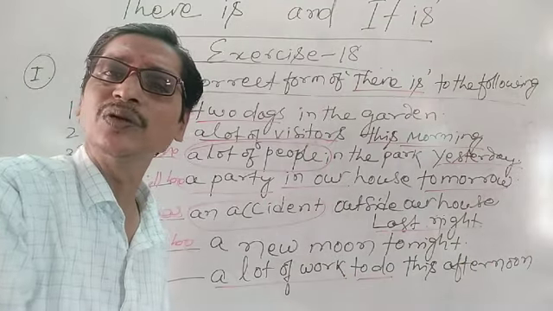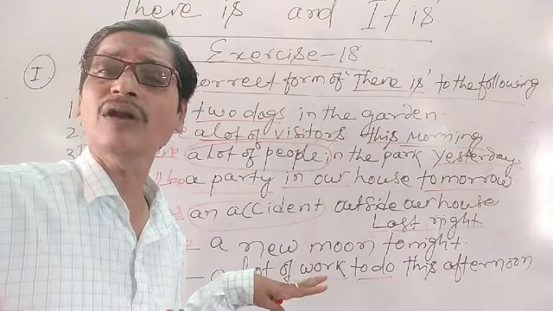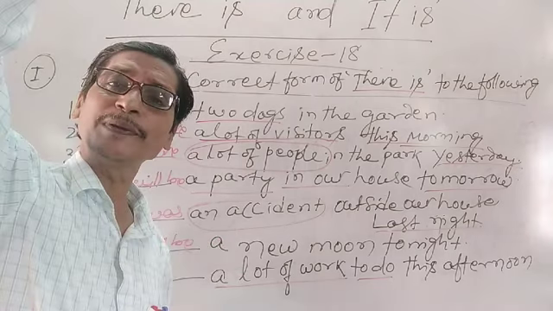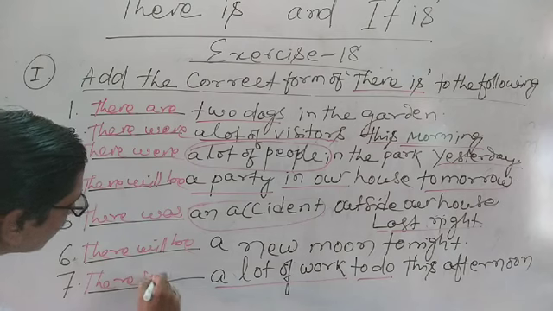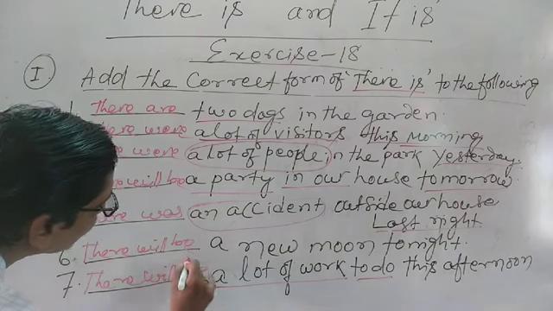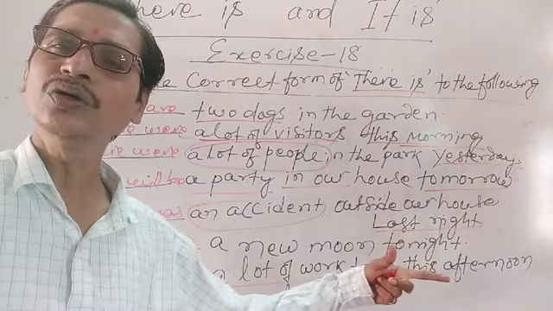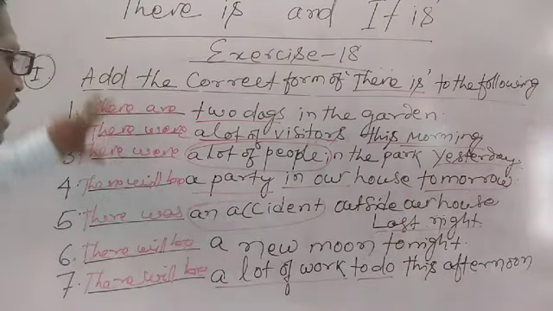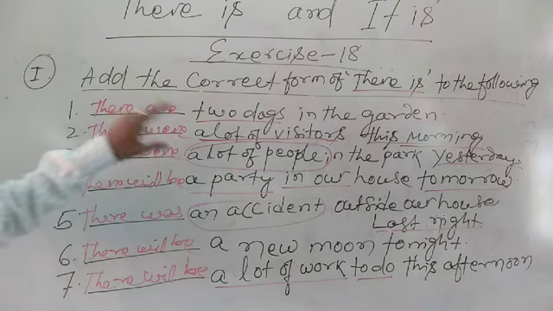Similarly, there is a lot of work to do this afternoon. So this afternoon is also a future time. It is now not the afternoon; now it is the morning. So afternoon is a future time. So therefore it will be: there will be a lot of work to do this afternoon. Understand?